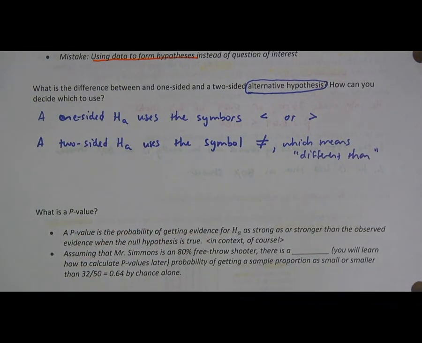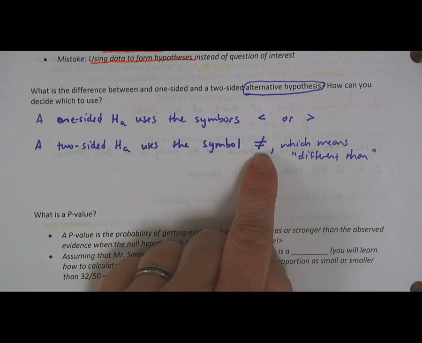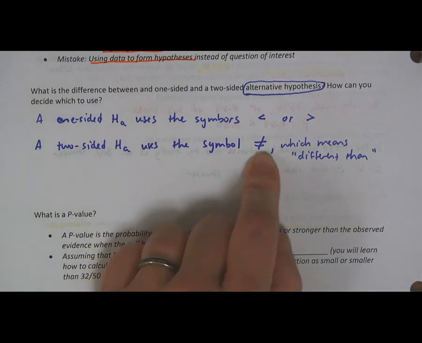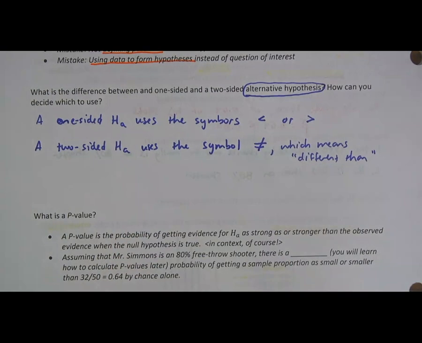So if this applied to the Mr. Simmons free throw shooting, and I use this symbol, it would be because the question said, I just don't think he's truly an 80% shooter. I don't know if he's better or worse, I just don't think it's that 80%. And then I would use the not equals to in my alternative hypothesis, which just means I think it's something different than 80%. Lower, higher, I don't know.